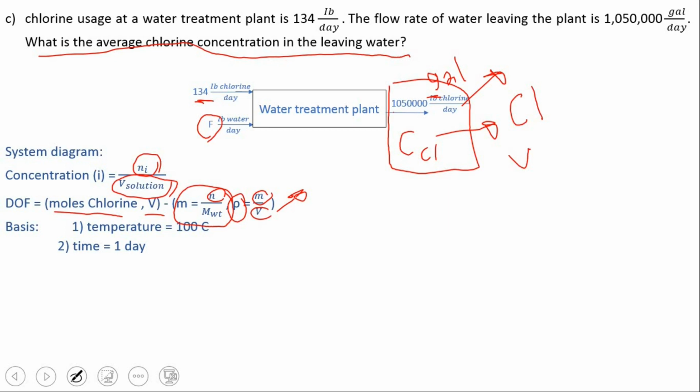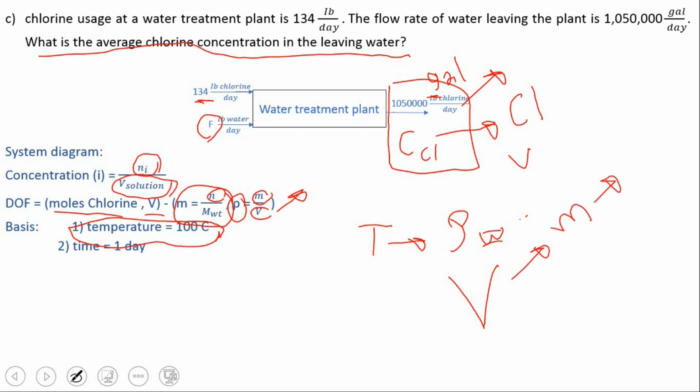The basis we can use to solve this specific question is to pick a temperature of 100 Celsius, because if we know the temperature, we can get the density of water. I have picked 100 Celsius because we can get the density of water. After we get the density of water, we can get the volume. After we get the volume, we can get the mass, and then we can get the moles.